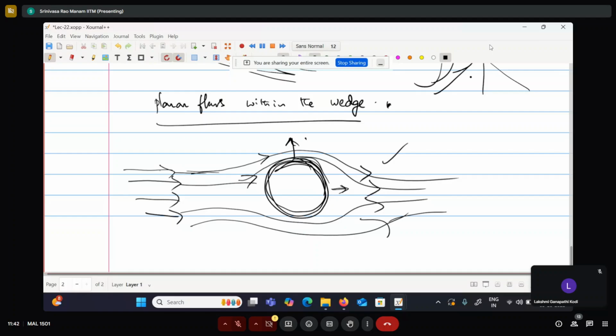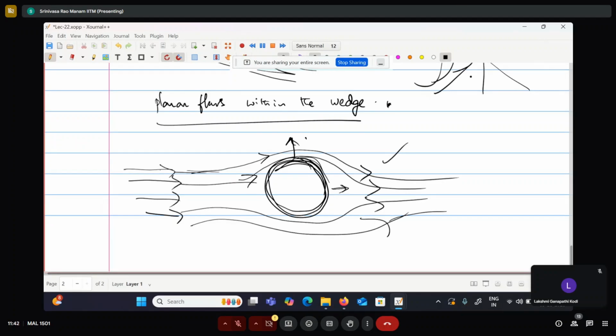Sir, can we directly convert phi of r, theta into phi of x, y, just replacing x equal to r cos theta, y equal to r sin theta? Yes, you can directly get the equipotential lines. Perpendicular to that, you have to draw the curves. Those are your streamlines. That is your flow. But from that, sometimes you may not be able to see that.